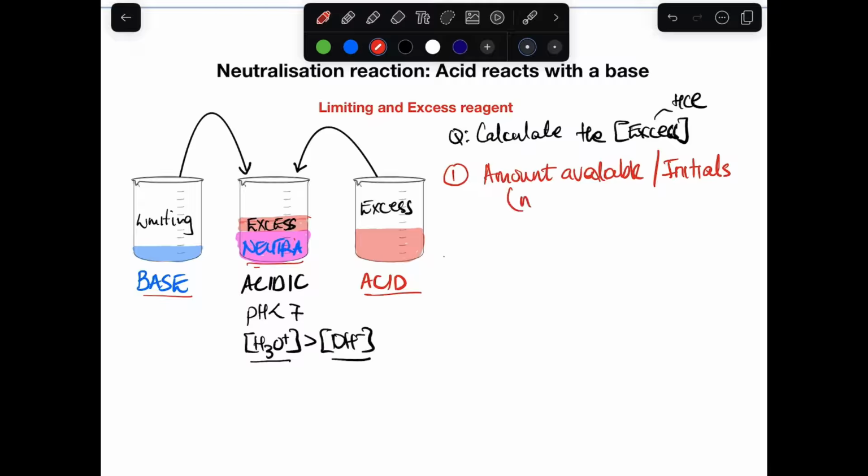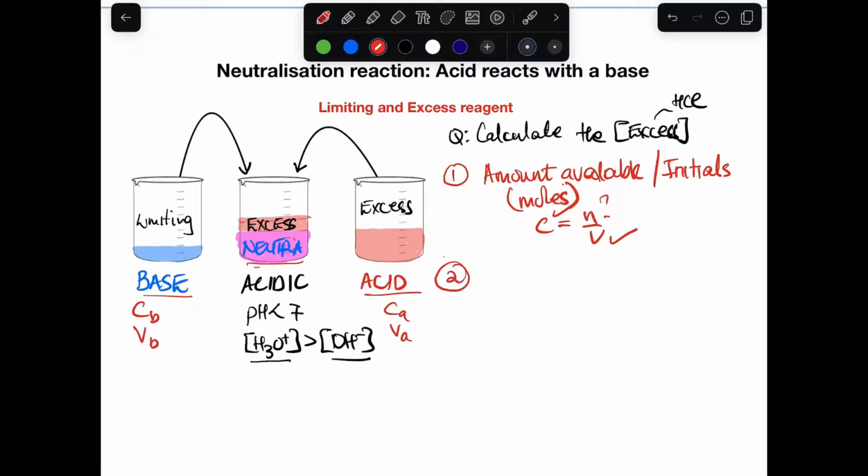They need to be in moles. For instance, if you are given the concentration and the volume of the base, and the concentration and the volume of the acid, we use the formula C equals n over V. You have the volume and the concentration, so you want the number of moles. You calculate these for both the acid and the base.